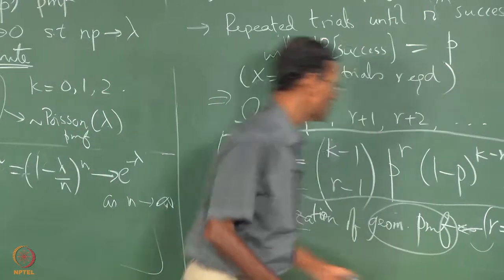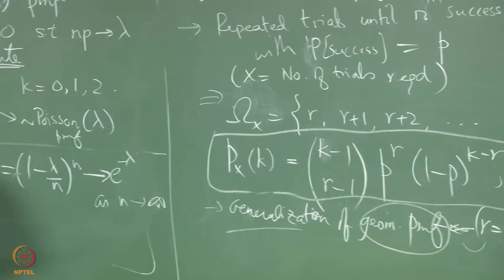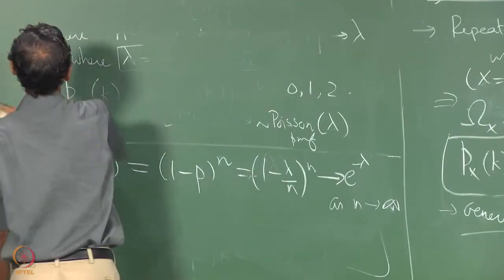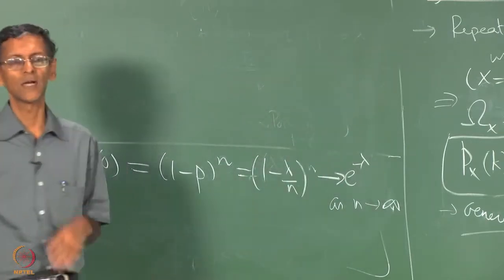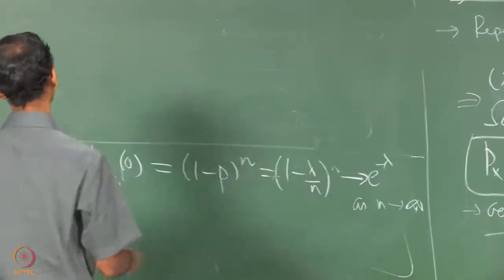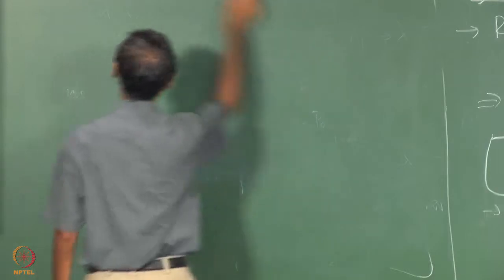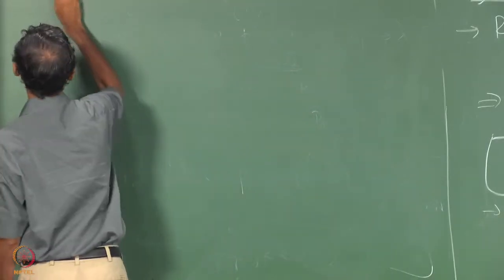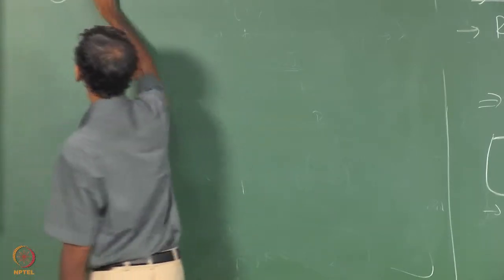Next, let me conclude this list of PMFs by looking at something which could have been said earlier, but I am saying it now: the discrete uniform PMF, which we have used implicitly in our die tossing experiments. And let us end this series on a very simple note.